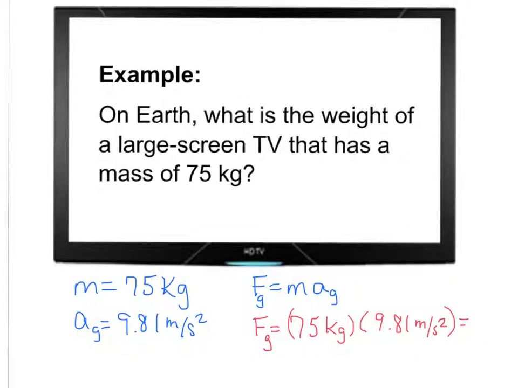So the force of gravity, which is what we're measuring when we want to know the weight of something, is equal to 75 kilograms times 9.81 meters per second squared. And when we multiply that together, remembering sig figs, we actually get 640 newtons. Kilogram meters per second squared is a newton.